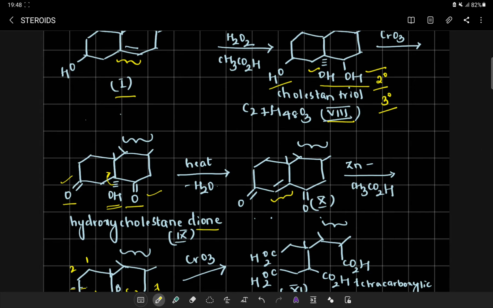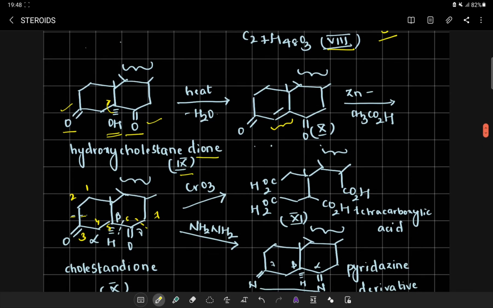Hence, cholesterol triol 8 on oxidation gives a diketone which is 9, that is this compound 9, indicating that in 8, two of the hydroxyl groups are secondary in nature and the third is resistant to oxidation. Next, the oxidation of cholesterol dione.